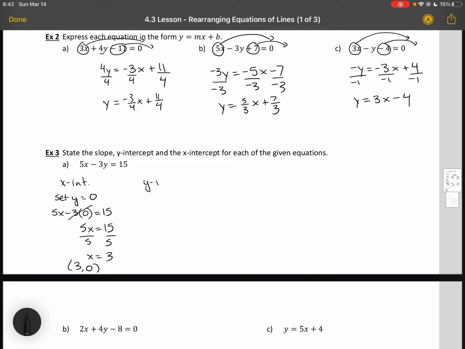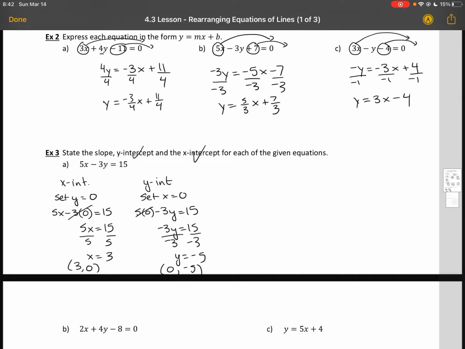Now I can actually do the y-intercept the same way, just by setting x equal to 0. So now I've got 5 times 0 minus 3 times y equals 15. That eliminates the term that had the x in it. Now I've got minus 3y equals 15. Now I can divide both sides by minus 3, which gives me y equals minus 5, and then my y-intercept would be 0, minus 5. Now, I found the y-intercept, I found the x-intercept.